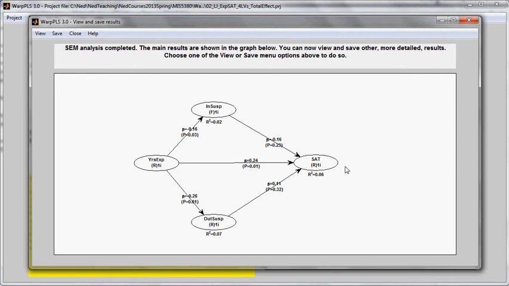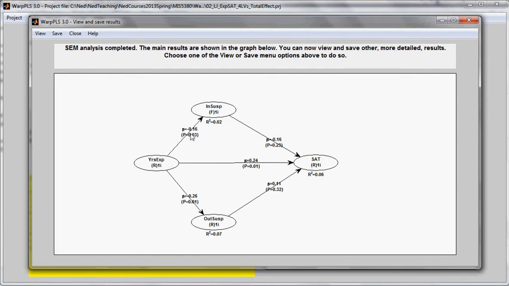And I'm testing a model here in which I'm hypothesizing that years of experience affects in-school suspension. Years of experience also affects out-of-school suspensions, affects SAT scores as well, and in-school suspensions and out-of-school suspensions affect SAT scores. So the results here suggest that years of teaching experience by the teachers tends to have a negative.